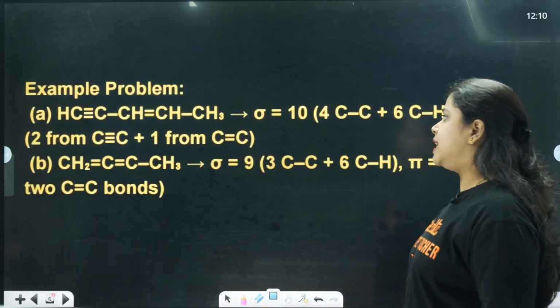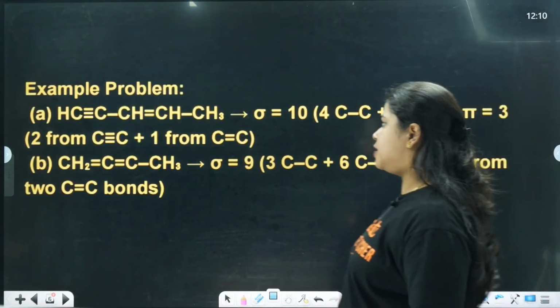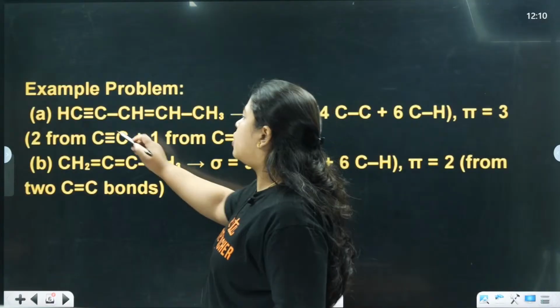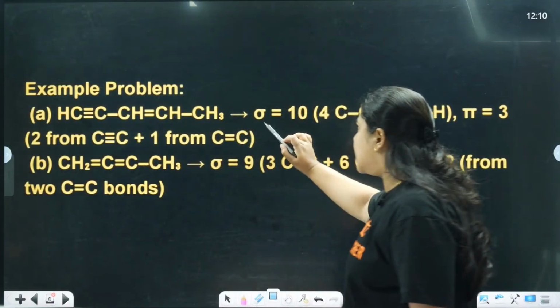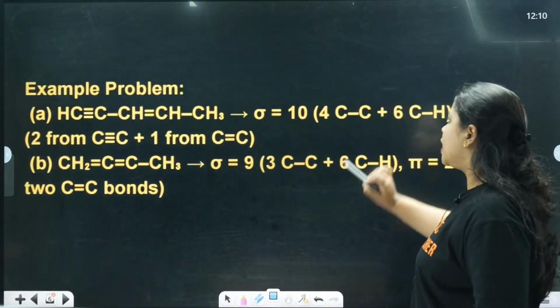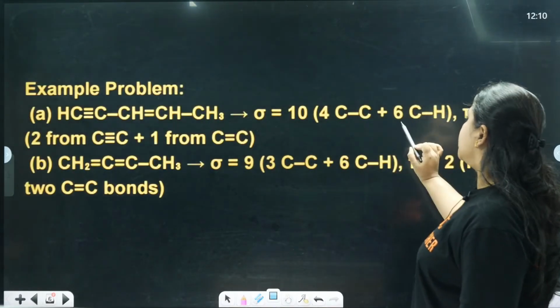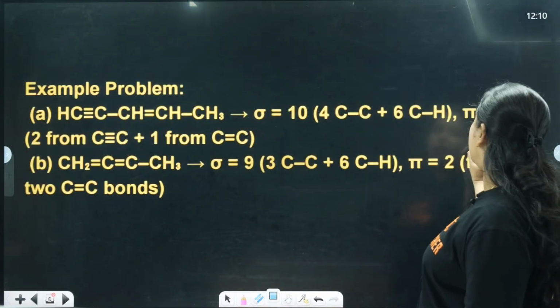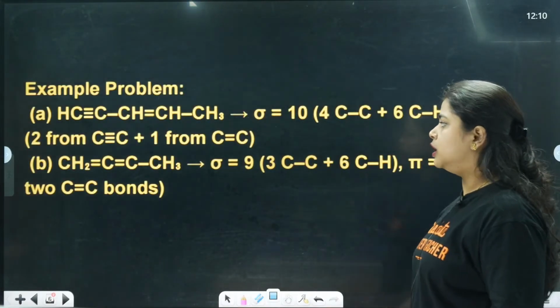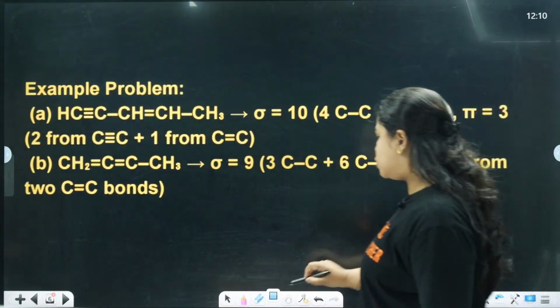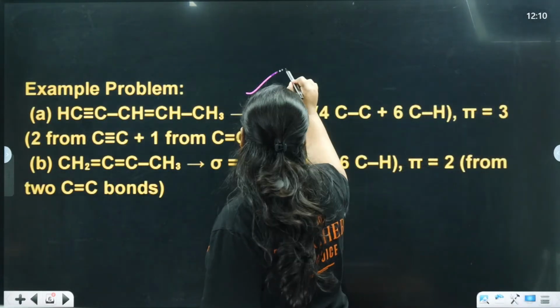Next, an example has also been given for the problems. You can concentrate here. That is CH double bond C single bond CH double bond CH single bond CH3. Here, how many sigma bonds are there? 10. 4 are CC bonds, 6 are CH bonds. And pi is going to be how much? 3. Clear? In this way you need to solve the problems. You can go through these problems also. These problems are also important.